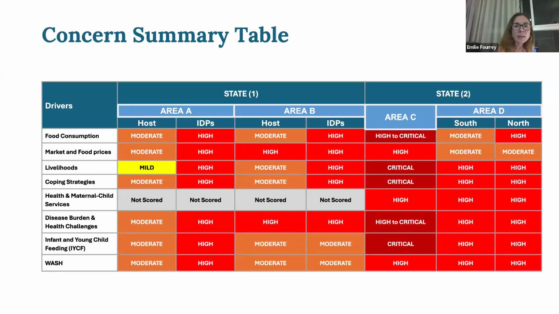Yes, so this is the overview of the findings that we had. If we look at the drivers that we looked at, we looked at food consumption, market and food prices, livelihoods, coping strategies, health and maternal child services, disease burden and health challenges, care practices, and finally WASH. We were across 2 states in 4 different townships, and I think it's quite obvious looking at the table here that we were able to shed some light on a very concerning situation in most of the areas, reaching a critical level in some parts. You can move on to the next slide. Thank you.